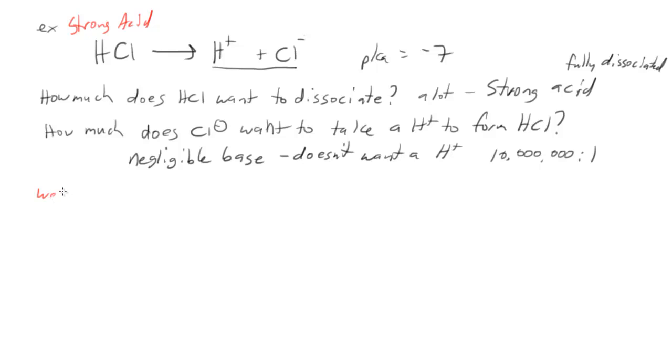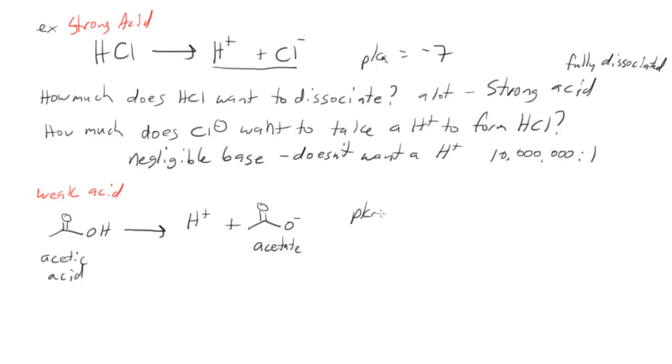Let's look at a weaker acid example. Alright, so in our weak acid example, we have acetic acid that dissociates to give proton, and then this is called acetate. The pKa of this is 4.8. Alright, so let's look at the same two questions that we had before. How much does acetic acid want to dissociate? And then how much does acetate want to take a proton back? So pause again and try to answer it for yourself, and then come back and we'll discuss.